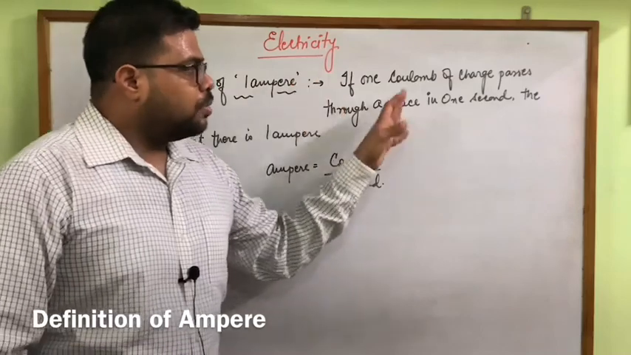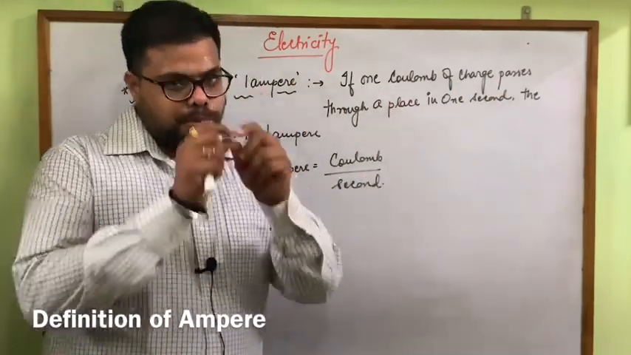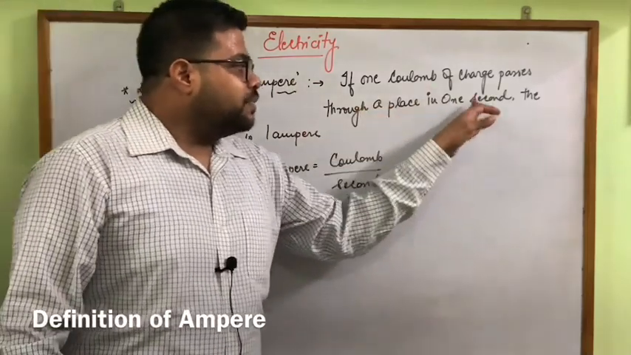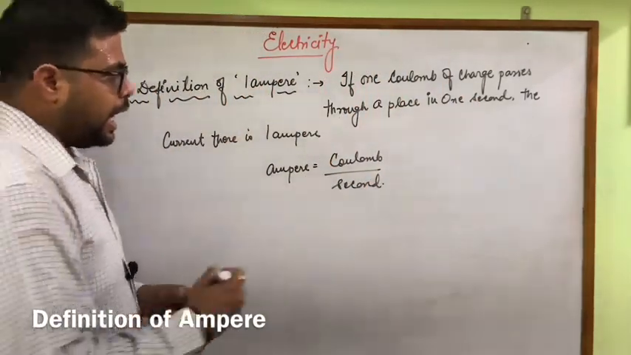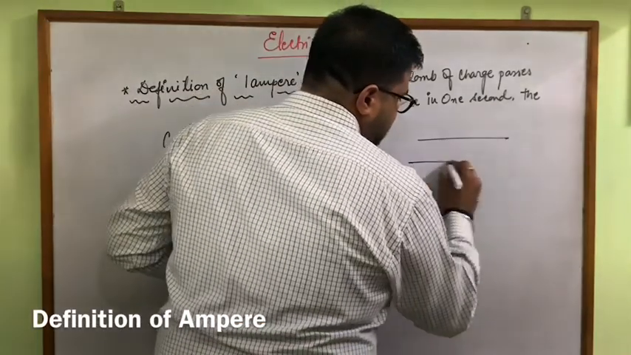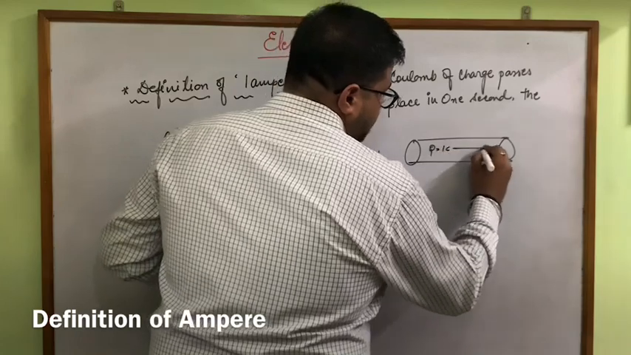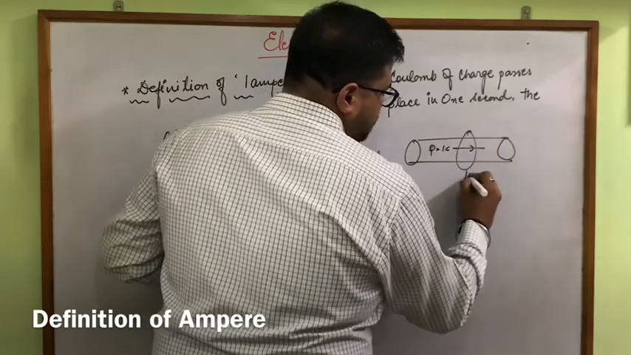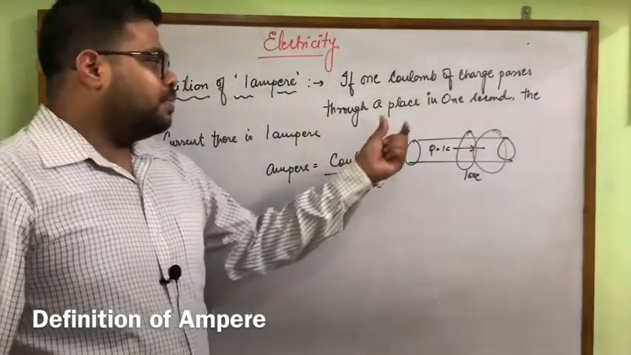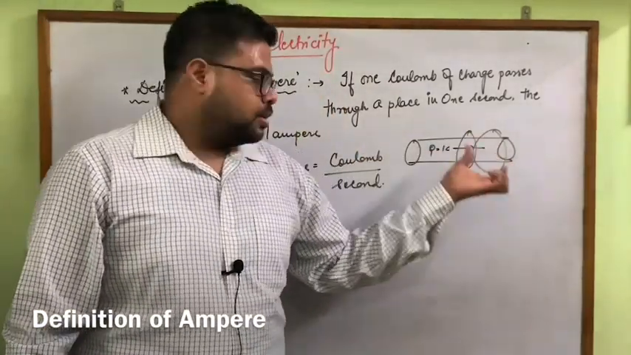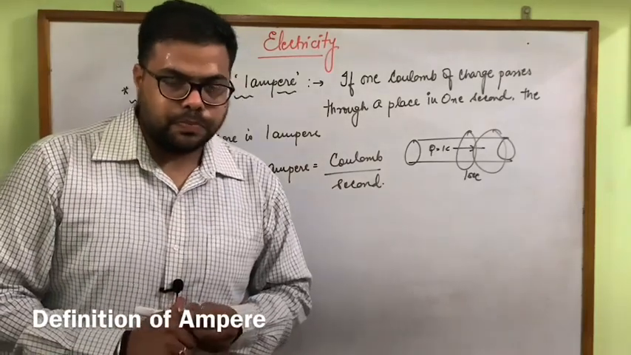If 1 coulomb of charge passes through a particular place, a particular metal piece, in 1 second, the current there is 1 ampere. Again, if in one particular place only 1 coulomb of charge is passing over a time of 1 second, then we can say that in that particular place the electric current will be 1 ampere.